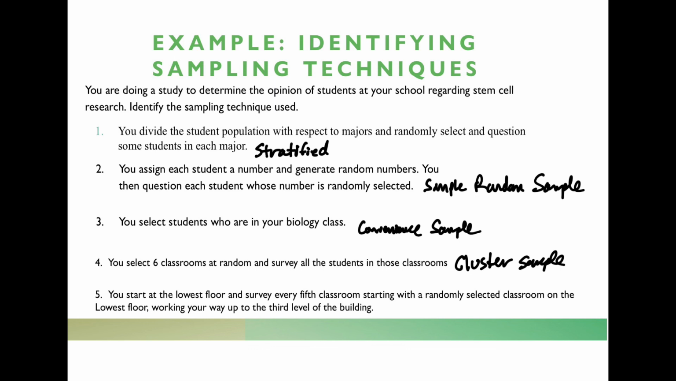Last one, you start at the lowest floor and survey every 5th classroom, starting with the randomly selected classroom on the lowest floor, working your way up to the 3rd level of the building. All right, this would be our systematic sample. We are choosing every 5th classroom, starting at a random spot, and then we're working our way through the whole building. So by definition, that's just a systematic sample.